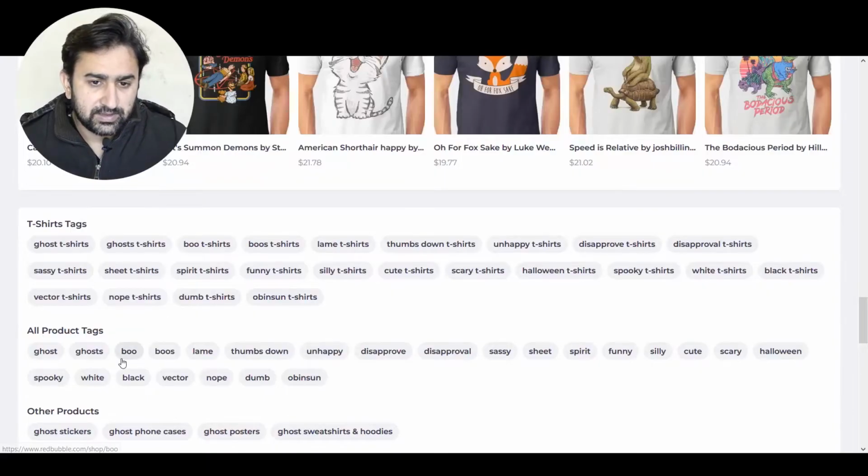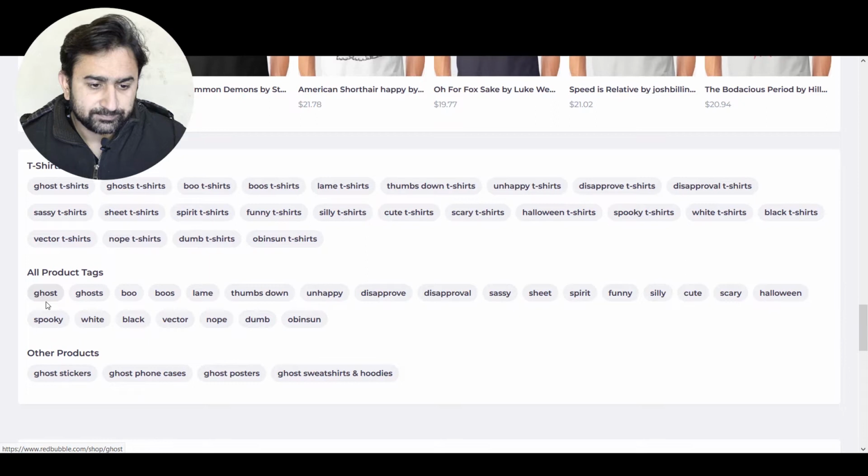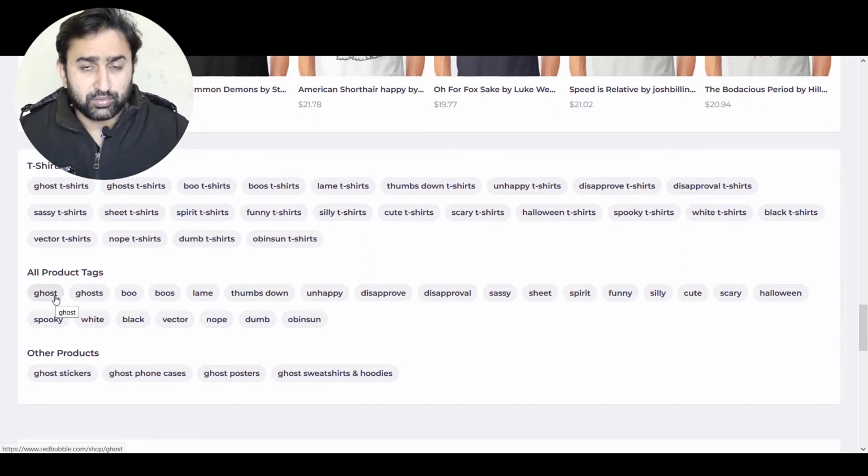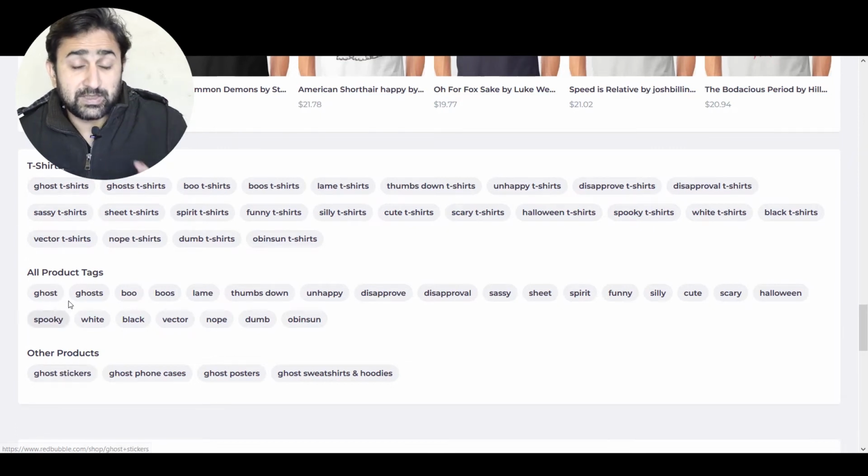And as you can see in this example that I have shown you, the word ghost is shown, because the person has put the word ghost at the beginning of the tags, the first tag is ghost. Then the related suggestions they are giving start with that first word, for example ghost t-shirts, and then other products like ghost stickers. So it means they are considering the first word to be the most relevant tag to your design.